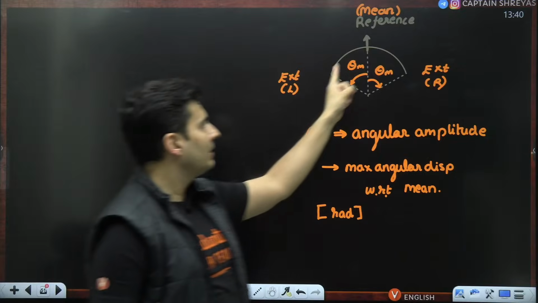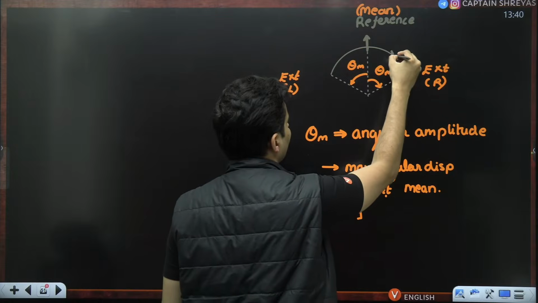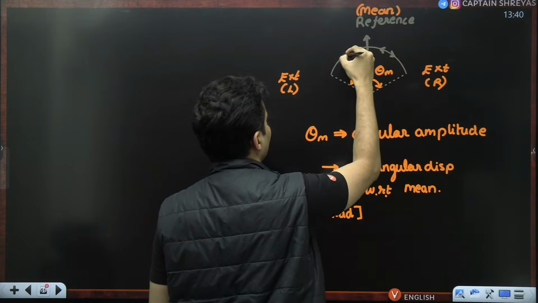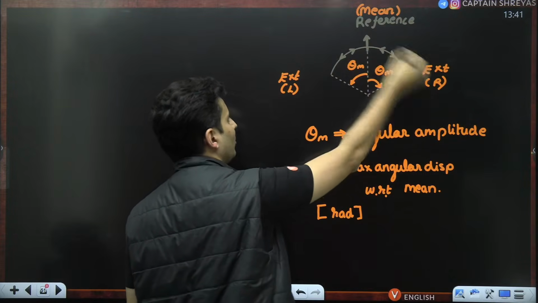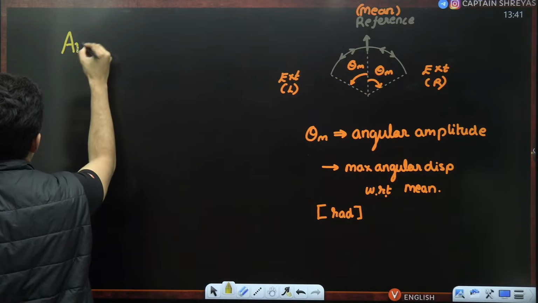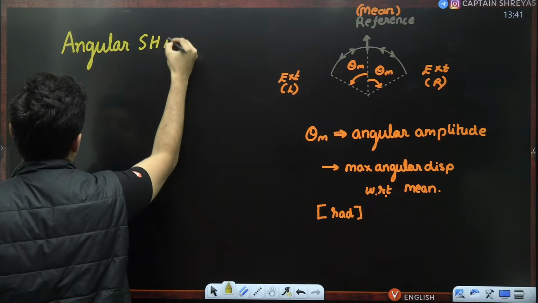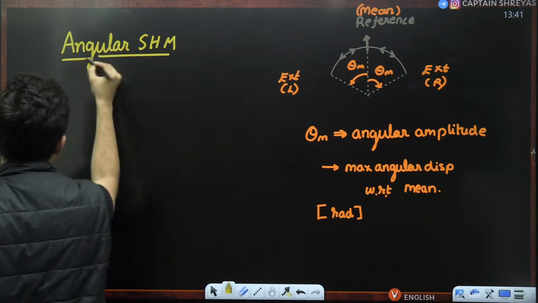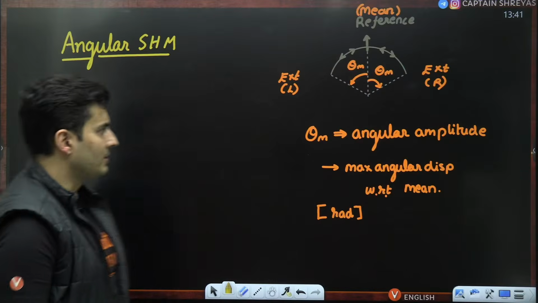So the particle will go back and forth like this along this particular path. It will once go here, then come back here, then go here, and again come back here. So it is keeping on going back and forth. So this is basically nothing but your angular SHM, your angular simple harmonic motion, which we just discussed.